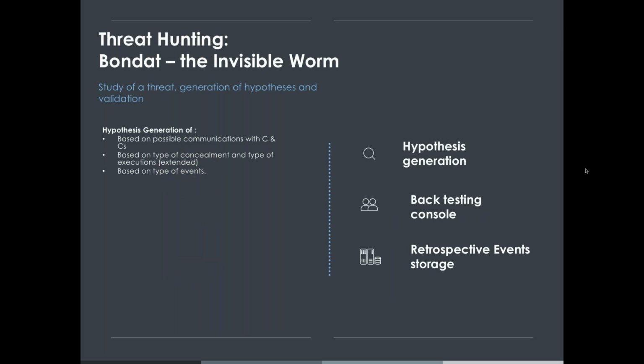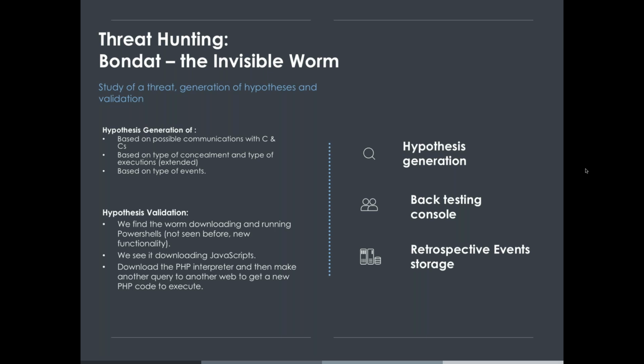They generate that hypothesis based on potential communications with a CNC server. That's one that I'm going to look for. The next is I want to look at the type of concealment and the type of execution that this engages in. That'll be my next characteristic. And then using this activity, I've come up with a group of events that I think I'll be able to find. So that's going to be my next characteristic. They plug that into the system. They start looking around to see if they can validate that hypothesis, and they do.